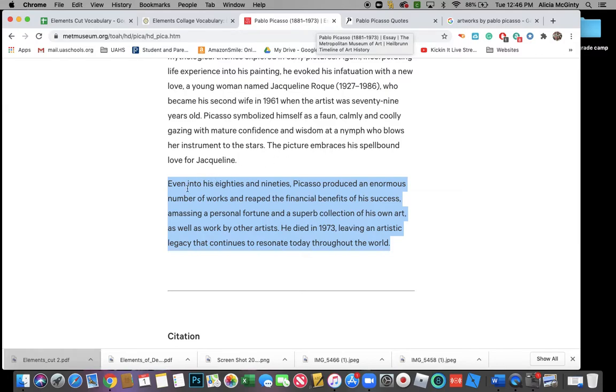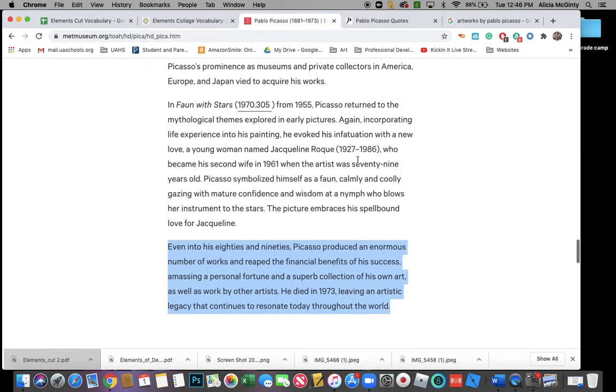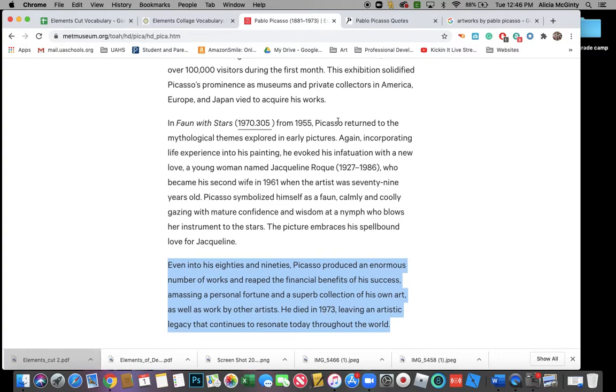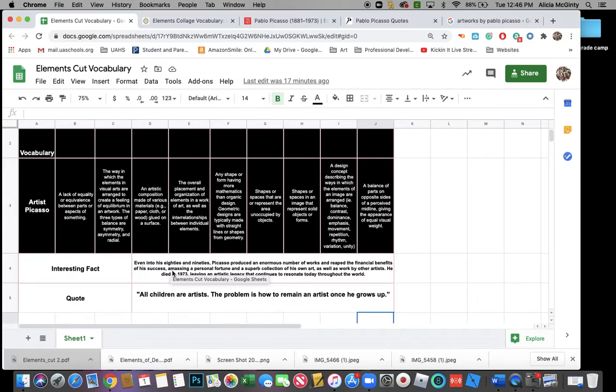And this one I thought was interesting, that even into his 80s and 90s, Picasso produced an enormous amount of work and reaped the financial benefits for his success. Many artists, as you know, end up being worth more after they pass away. Pablo was proficient throughout his lifetime, so he was able to spend his earnings. He ended up dying in 1973, leaving an artistic legacy that continues today. So he's one of the most popular artists that people know. So I copied this and I put it back into the chart for an interesting fact that I found about him.